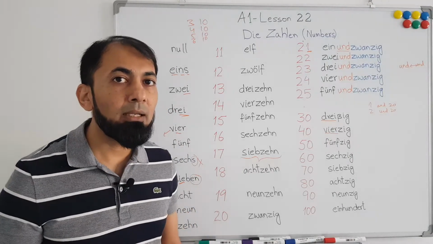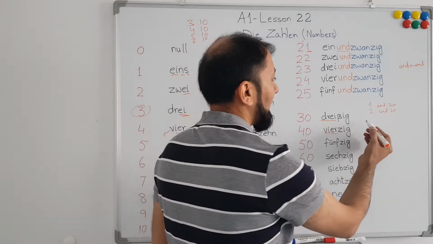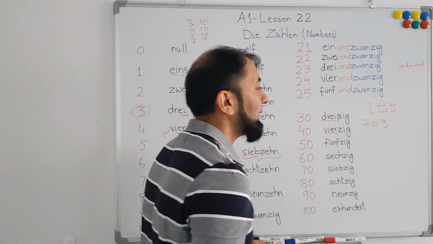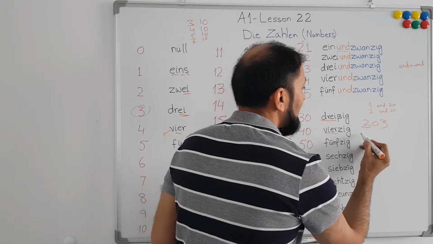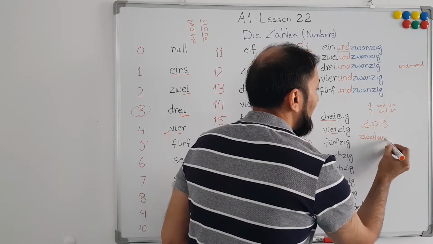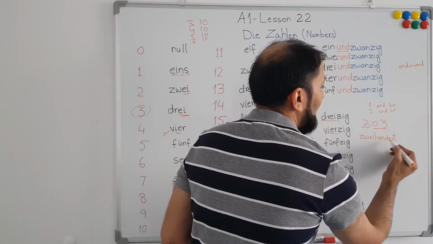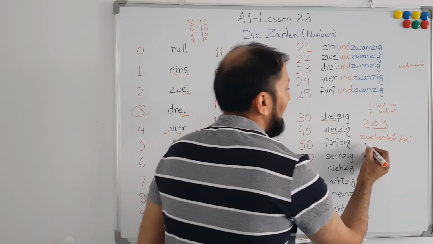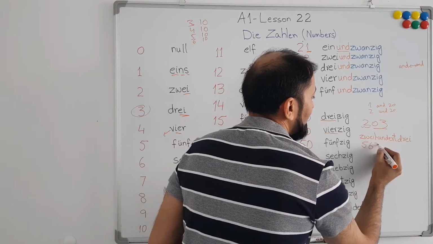Until 100, that is how it works. If we have any number above 100, like 203, then what we will do is we will take 200 and then 3. Let's take another example, 562.